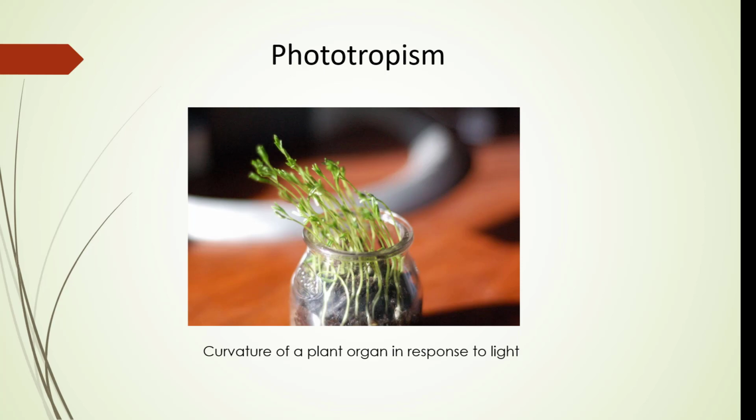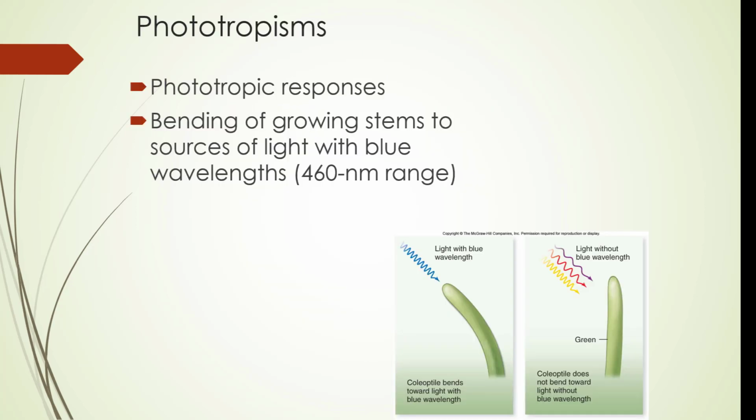Phototropism is the curvature of a plant organ in response to light. So phototropic responses include bending of growing stems toward sources of light with blue wavelengths. So you won't have that if you don't have a blue wavelength within your light spectrum.